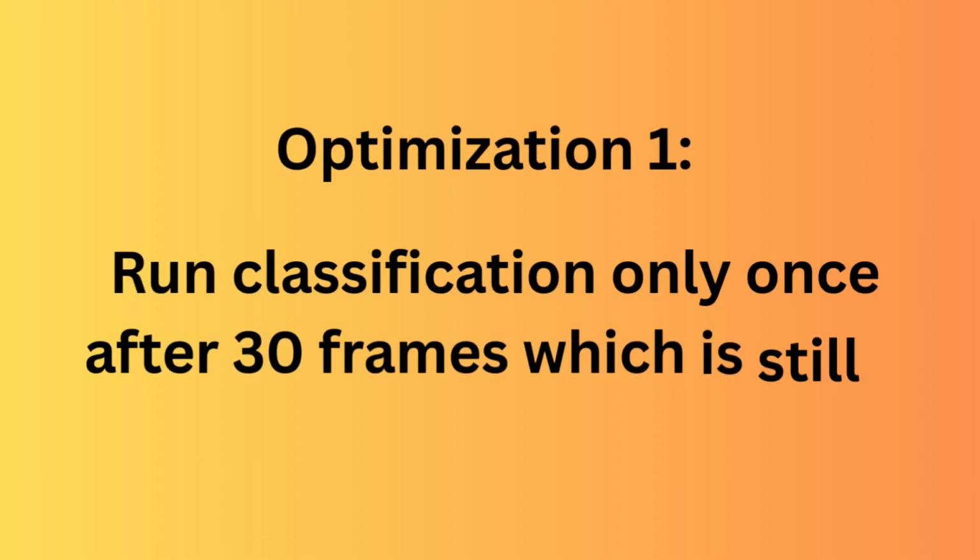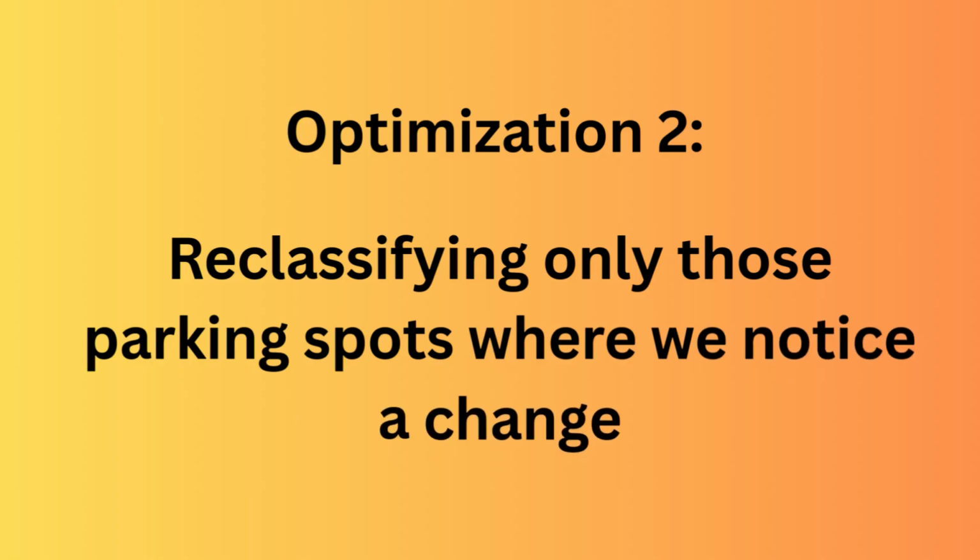First, I only run classification every 30 frames instead of every frame. For a parking lot, things don't change that fast. Second, and this is the clever part, I calculate the pixel difference between the current frame and the previous frame for each spot. If the difference is below a threshold, I skip the classification entirely.